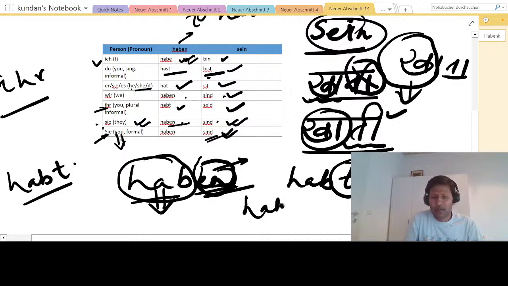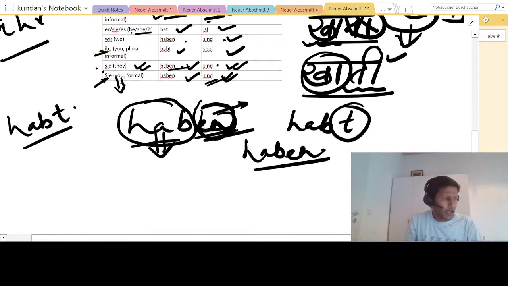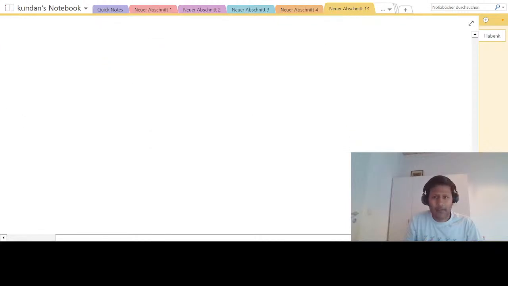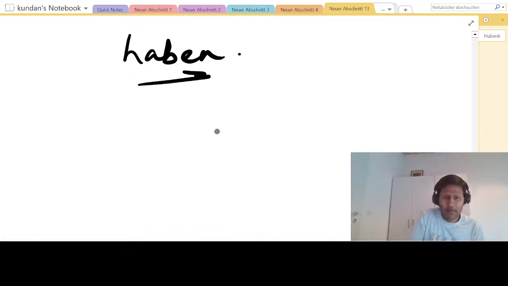This will remain the same always. Whatever the verb is, haben will remain the same for sie and also formal Sie. This will always be haben, but in this case for du it changes. So this becomes du hast. I hope you guys have no doubts. If you have, let me quickly tell again. Haben is the main verb. One second, let me see.